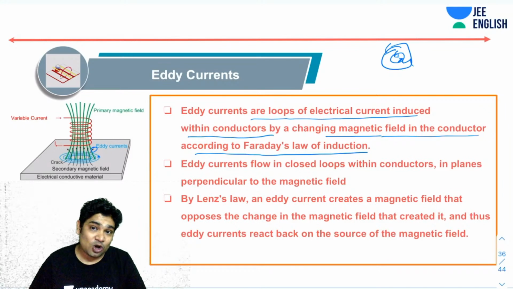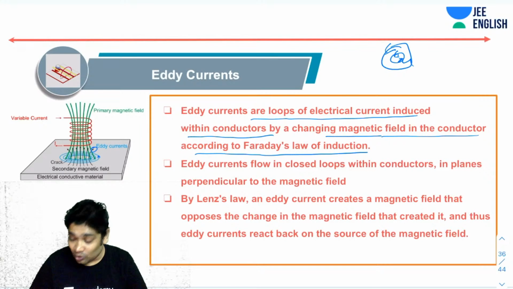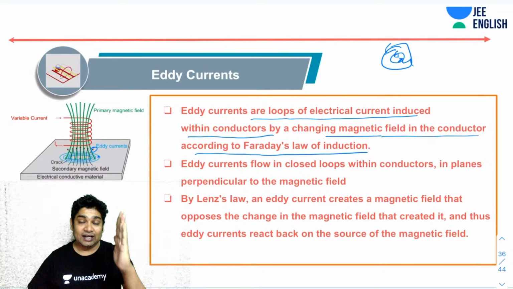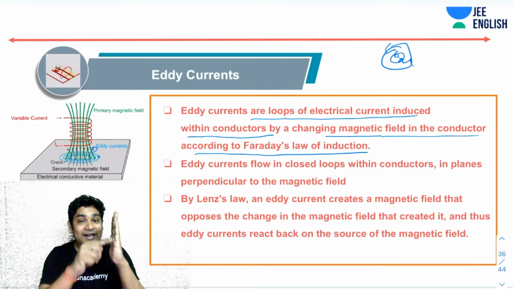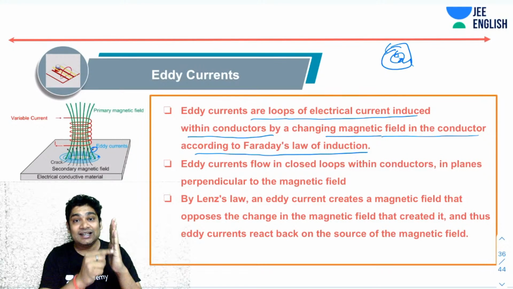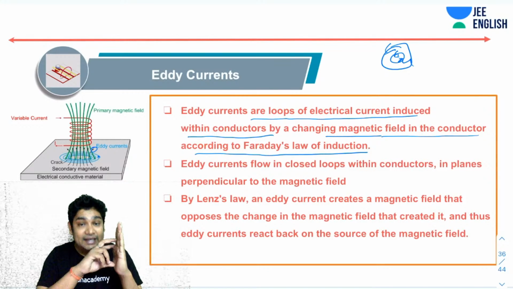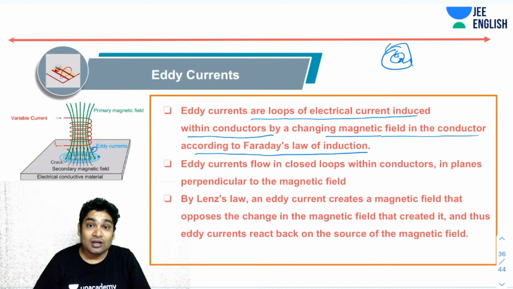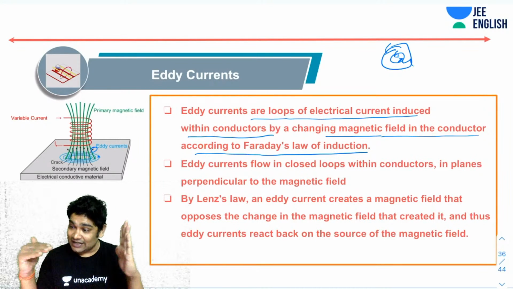Now, by Lenz's law, the eddy current creates a magnetic field that opposes the change in the magnetic field that created it. So whenever you have a surface of a conductor like this, if magnetic field is passing through this, and if this magnetic field starts to change, then it induces circular electric field lines. These circular electric field lines cause circular currents flowing through this conductor. These circular currents, which seem to appear out of nowhere, this is because of the induced electric field. They are called eddy currents. They will oppose the flux change that was causing them.